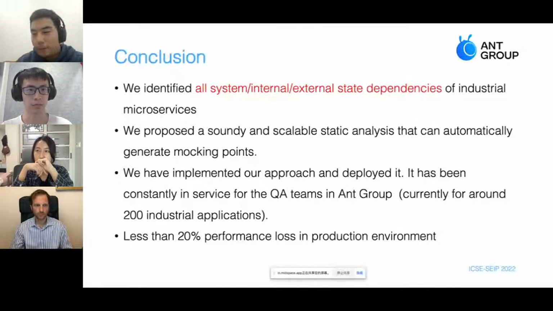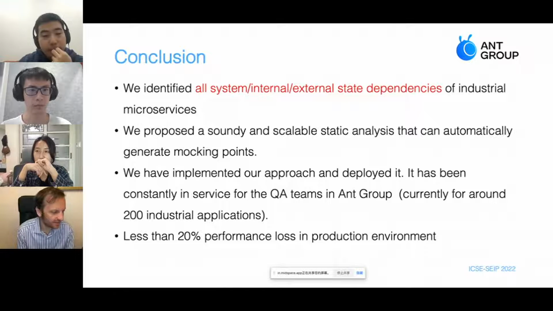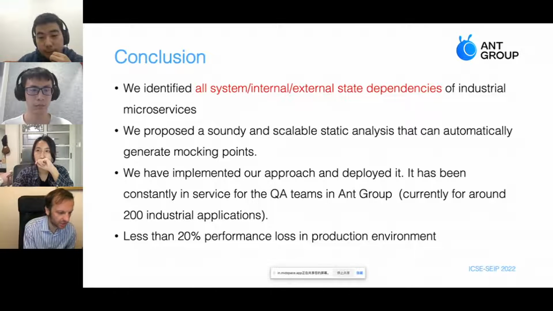Okay, thank you. Thank you very much for the talk. Let's move to the next one by Cheng Shi on DeepTraLog, on trace log combined microservice anomaly detection.